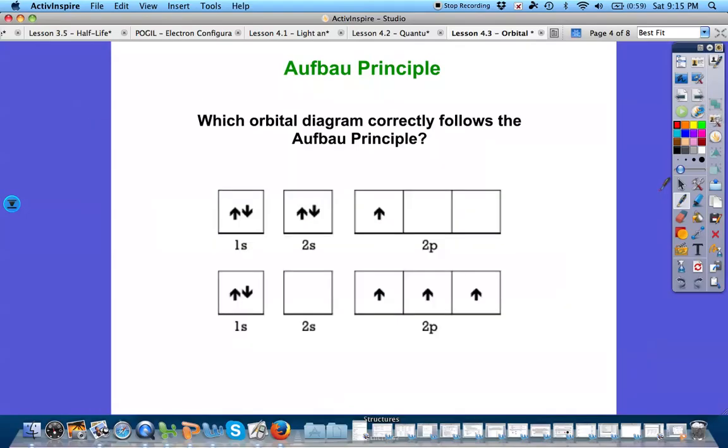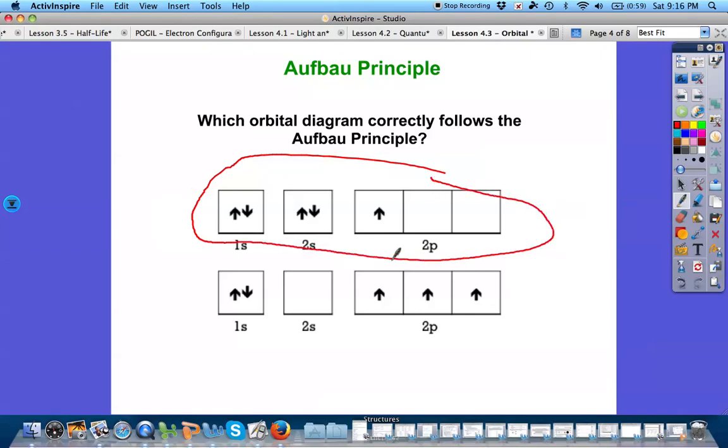So take a look at these orbital diagrams. Which correctly follows the Aufbau principle? You should have chosen the top one, because we can't skip over this box and fill in the 2p. We have to fill in that 2s first.